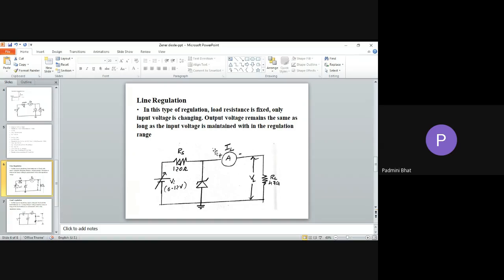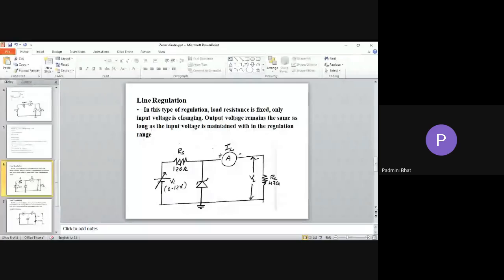Next, coming to line regulation. In detail, let us study what line regulation is. This is a type of regulation where the load resistance is fixed and only the input voltage is changing. The output voltage remains the same as long as the input voltage is maintained within the regulation range.